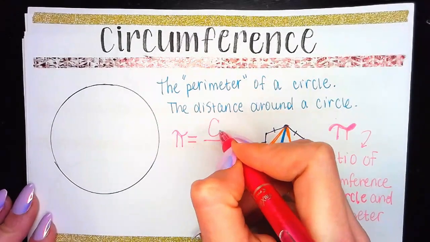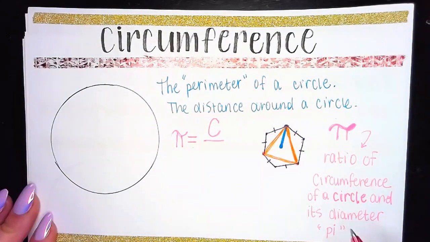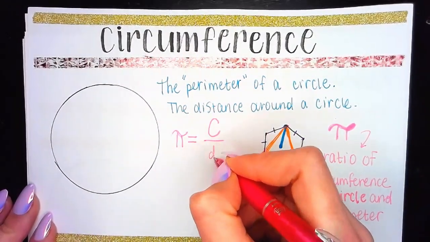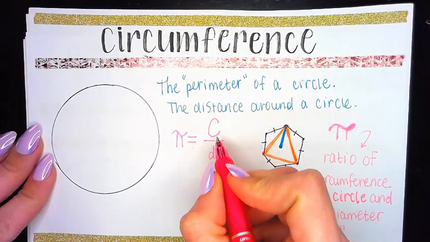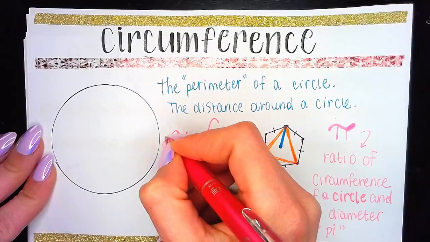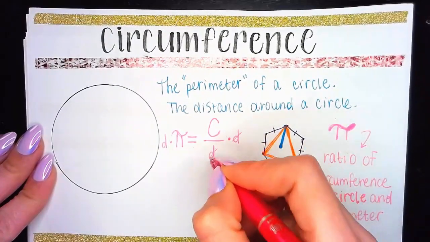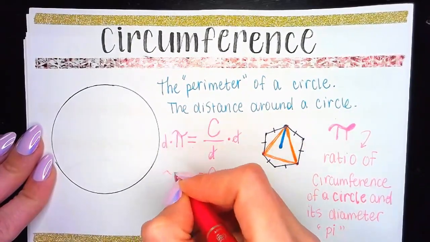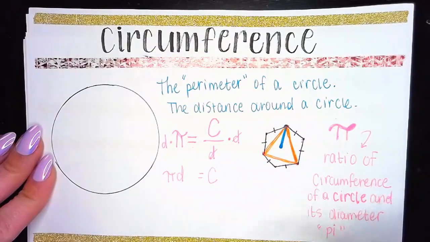I could use the letter C to stand for my circumference, and its diameter, I could use the letter D. Now, what if I wanted to get C alone? Well, I can multiply both sides by D. These reduce. C equals, let's put pi in front, pi D.